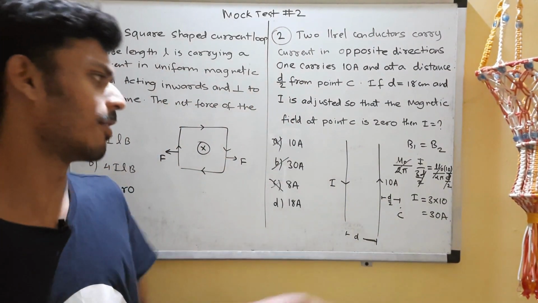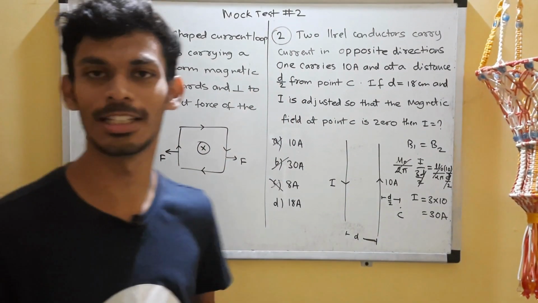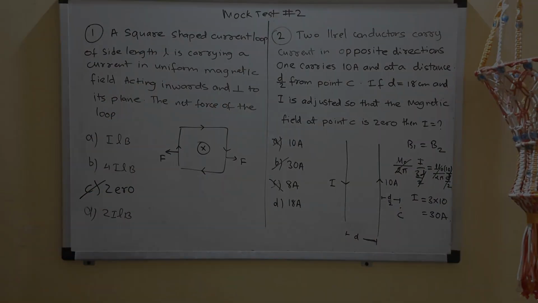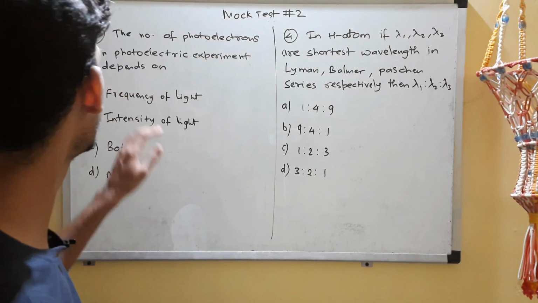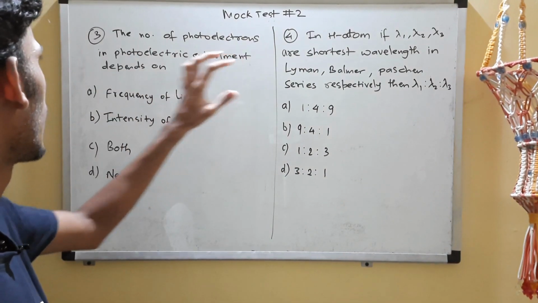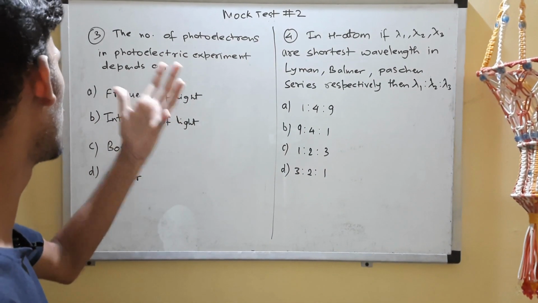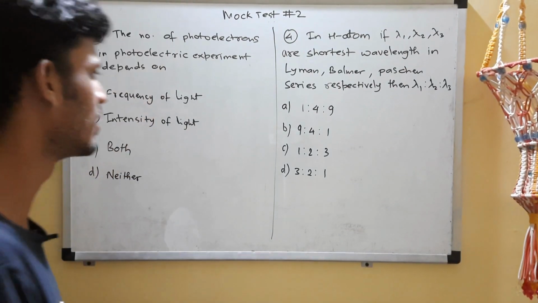Okay, I hope that was simple to understand. Let's move to the next set of questions now. So questions 3 and 4 over here, let's do it quickly. In question 3, we are asked what the number of photoelectrons in a photoelectric experiment depends on. Okay, it's a simple question.